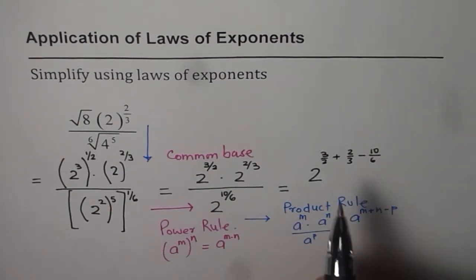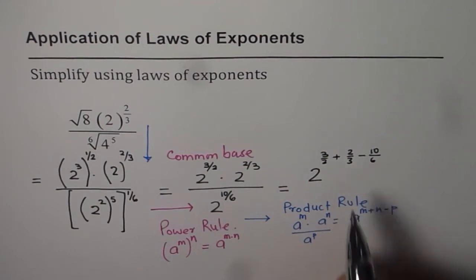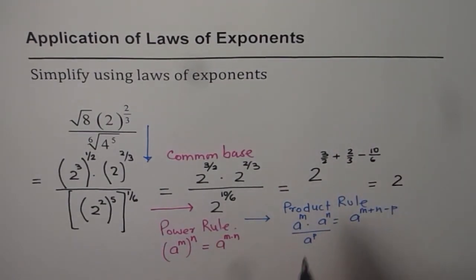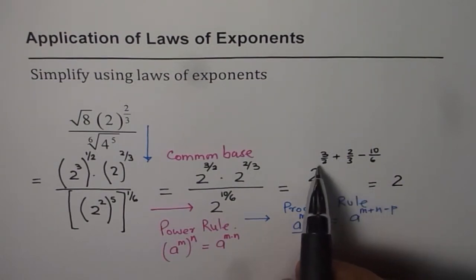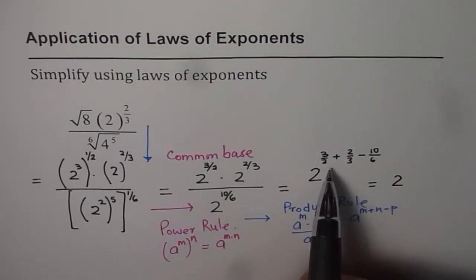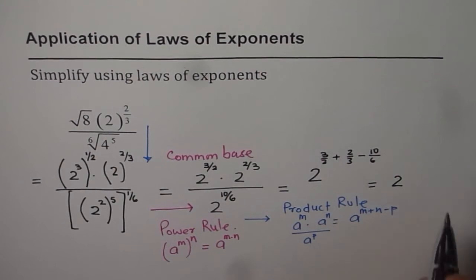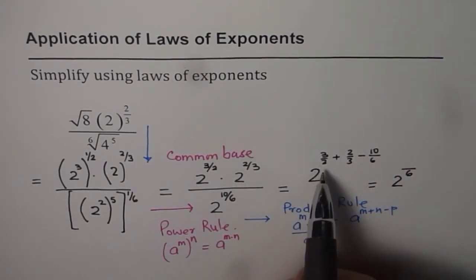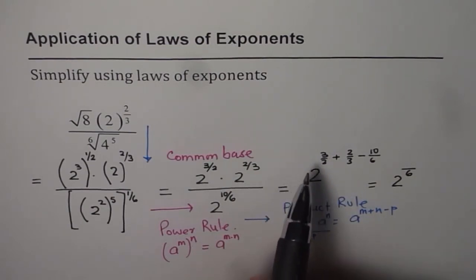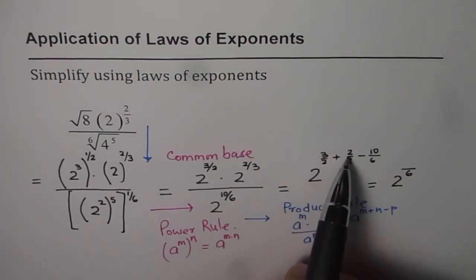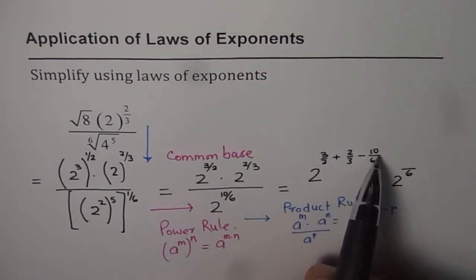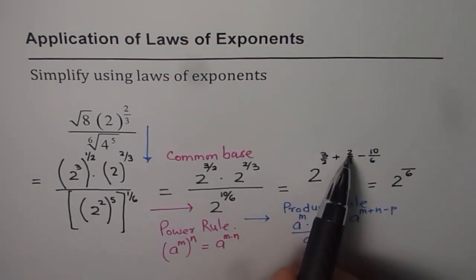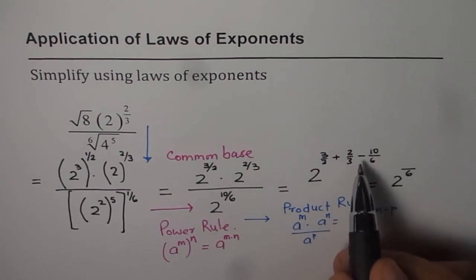Now comes the part of simplifying the fractions on top. So we can write this as 2 to the power of, now we should have a common base, right? So in this case, the common base could be 6. So we have a common denominator of 6. To get 6 in the denominator, the first term should be multiplied by 3, the second by 2, and the last will remain as 10.